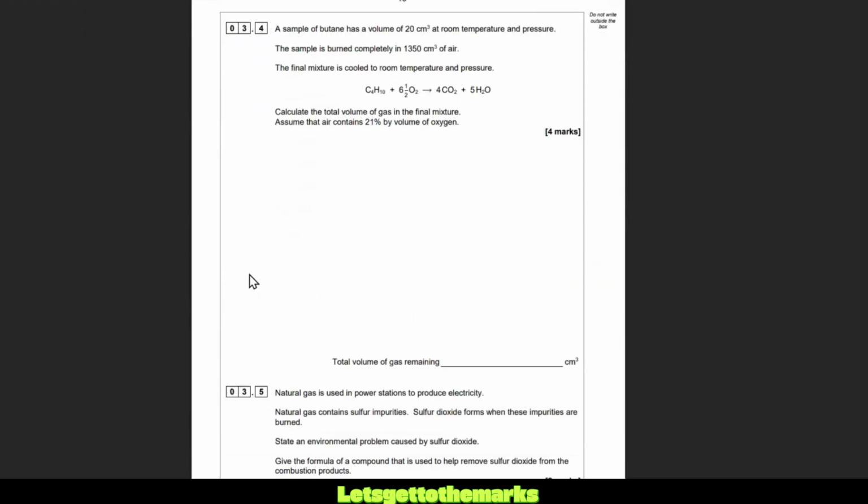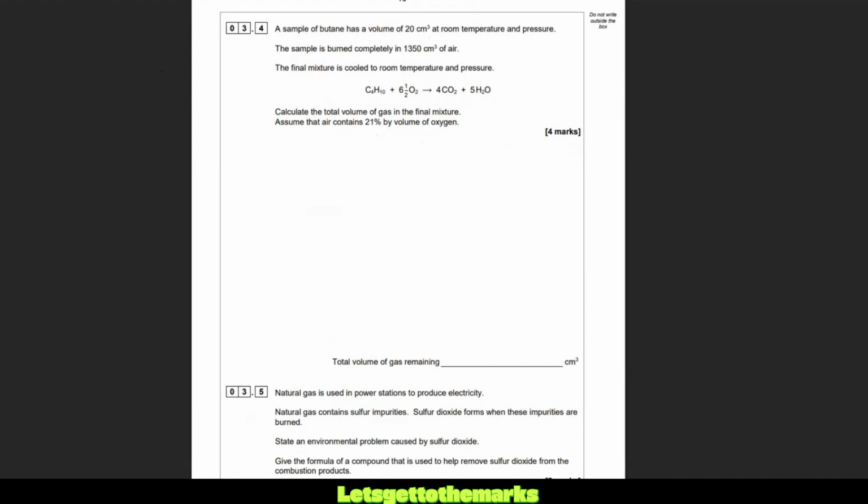Wow, I thought this question was easy, but it's actually had some tricky bits in it. Oh, 3.4. A sample of butane has a volume of 20 centimeter cubed at room temperature and pressure. The sample is burned completely in 1350 centimeters cubed of air. The final mixture is cooled to room temperature and pressure. Calculate the volume of gas in the final mixture. Assume that air contains 21% by volume of oxygen. 4 marks. They've given us the equation with the coefficients, which is always nice.